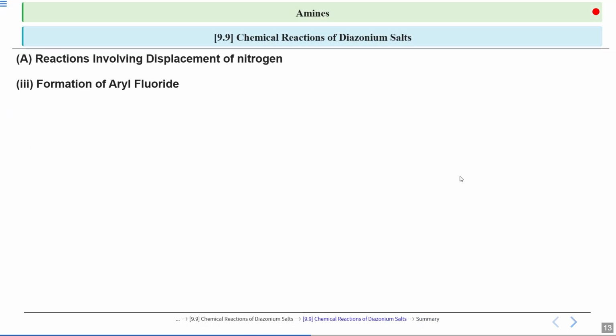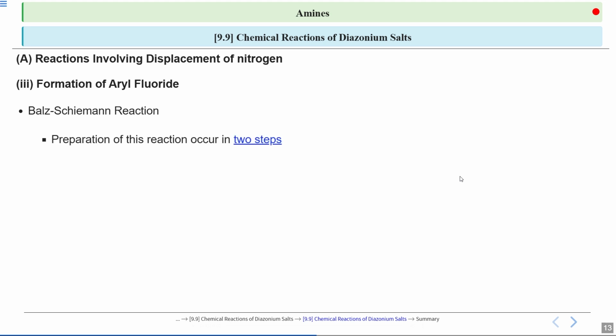Next, we will see the formation of aryl fluorides. Aryl fluorides are aromatic compounds where a fluorine atom is attached directly to the benzene ring. The main method for preparing aryl fluorides from aromatic amines is the Balz-Schiemann reaction. This reaction is especially useful because direct fluorination of an aromatic ring is quite difficult. The Balz-Schiemann reaction provides a practical way to introduce fluorine into an aromatic ring.